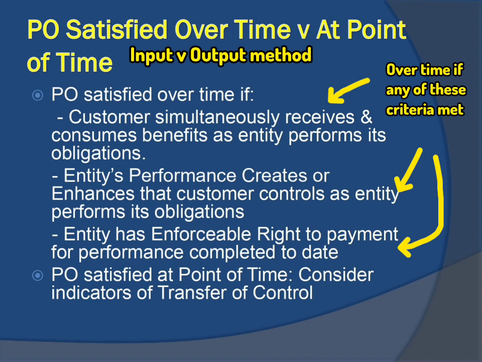Now, there may be satisfaction of a performance obligation at a point in time. To determine a point in time when the customer obtains the control of a promised asset and an entity satisfies a performance obligation, the entity would consider the indicators of transfers of control that include: the entity has a present right to payment for the asset, the customer has legal title to the asset, the entity has transferred physical possession of the asset, the customer has significant risks and rewards of ownership of the asset, and the customer has accepted the asset.